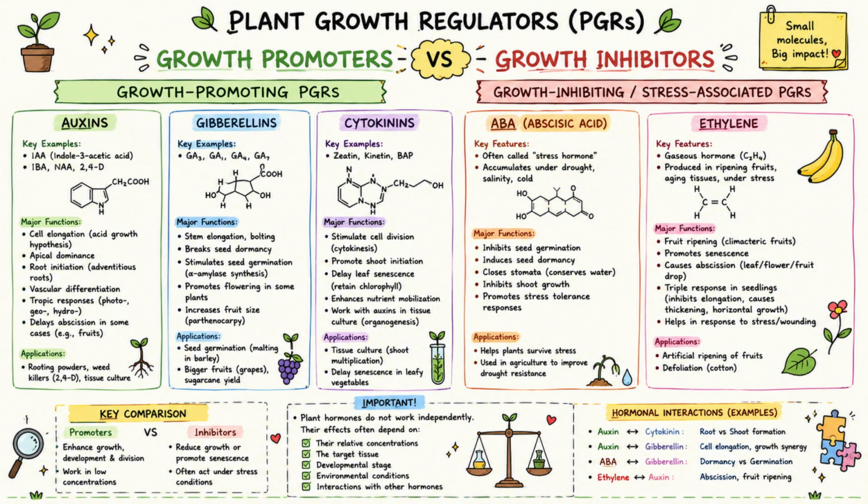Growth inhibitors are ABA and ethylene. ABA slows plant growth, closes stomata during drought, and causes seed dormancy. Ethylene helps in fruit ripening and also promotes aging and leaf fall depending on the situation. Plant hormones work together and their effects depend on their balance inside the plant.